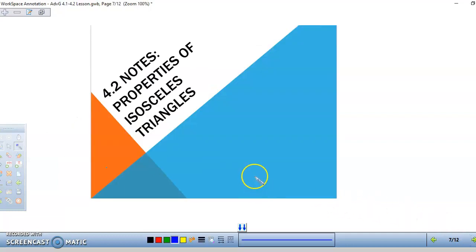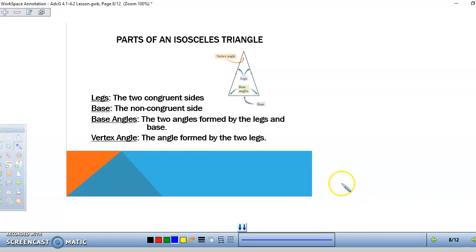Next one, isosceles triangle properties. So we did discuss this a little bit last chapter, but now we're going to go into a little more detail. So this is the stuff that we talked about last chapter. So you have your congruent sides or the legs. The non-congruent side is the base. Your base angles are attached to that base. And then the vertex angle is across from the base, or basically attaches the 2 congruent sides.